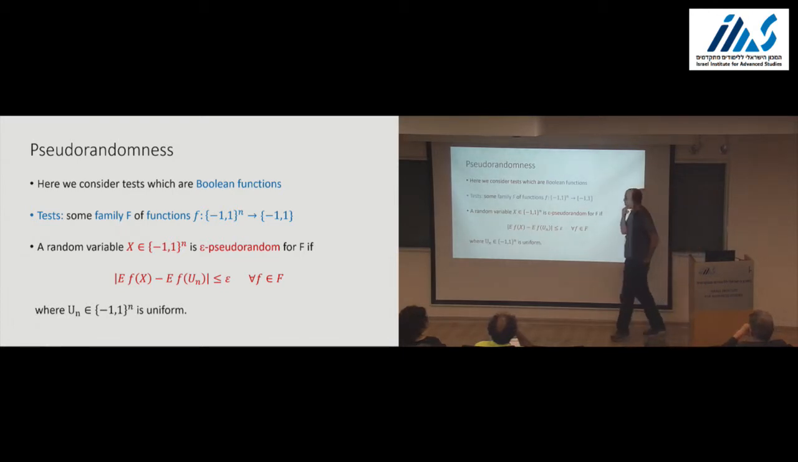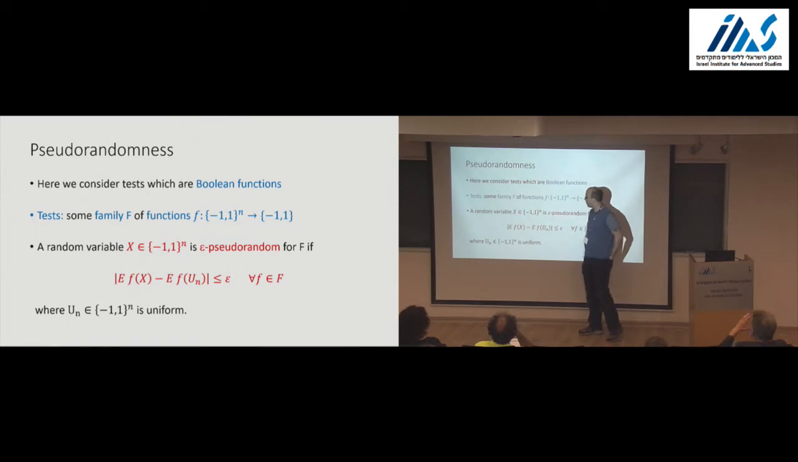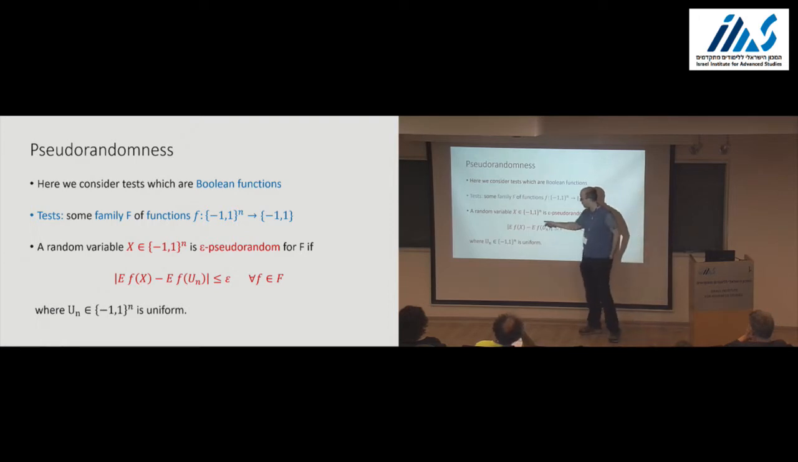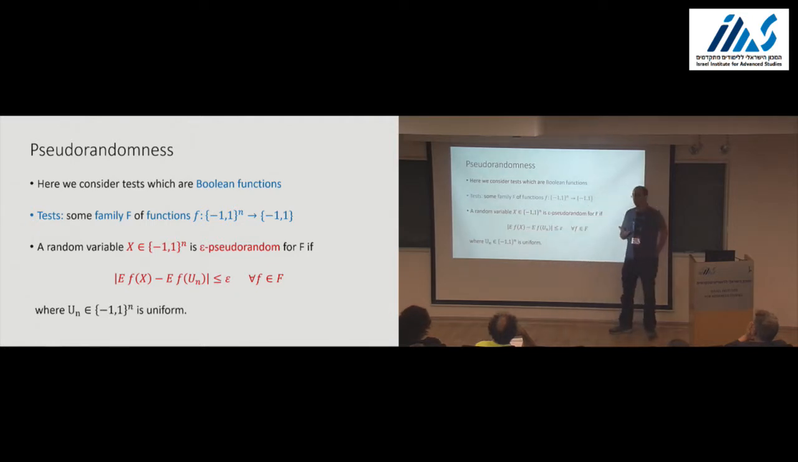So what is a distribution here that's pseudo-random? It's very simple. It's a distribution, a random variable over Boolean inputs, so plus or minus 1 to the n. And we say it's pseudo-random with some error parameter epsilon for this family if the following holds. You take any Boolean function in your family, and you ask, what's the average it gets over truly uniform inputs, and what's the average it gets over pseudo-random inputs coming from your distribution? It should be roughly the same, up to some small error.